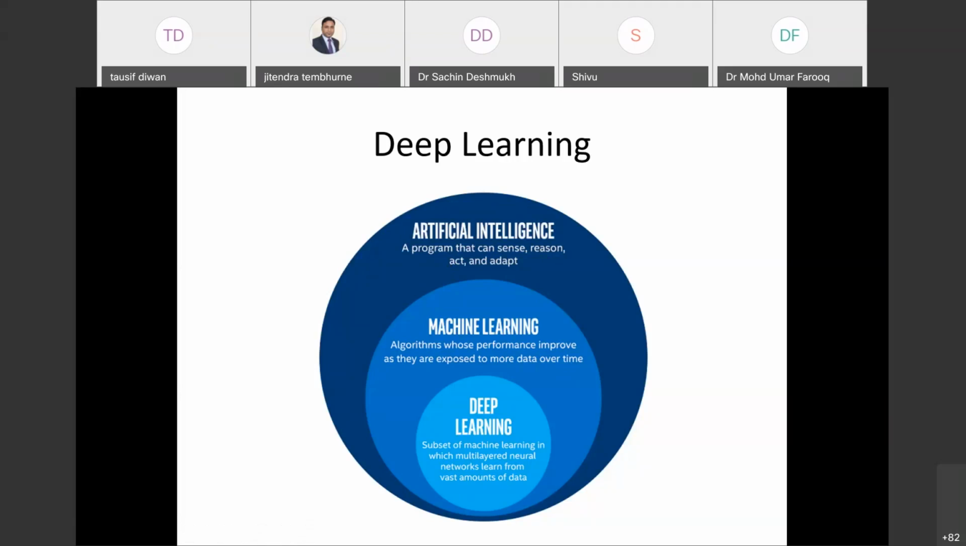If data size is very large, then you can go for a deep learning algorithm. If the data size is not very large, then there is no need of applying deep learning algorithms. You will not get that much performance in deep neural networks.